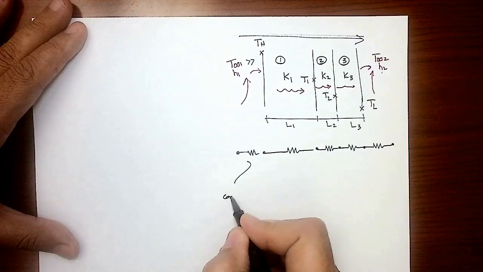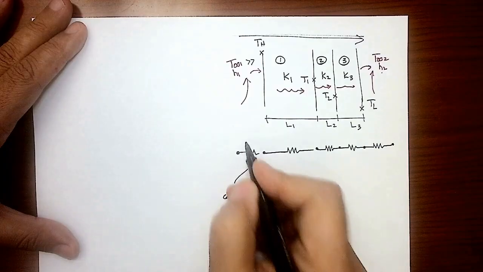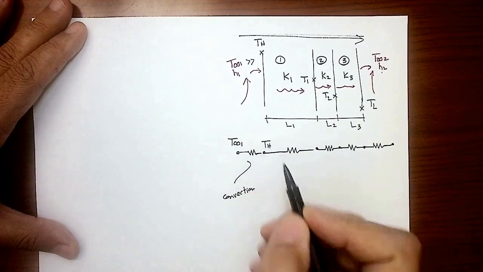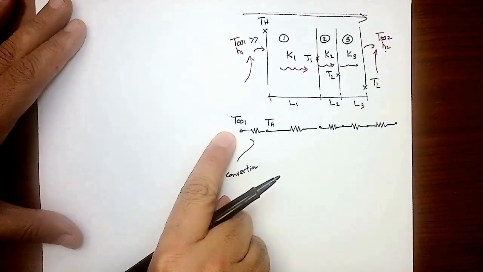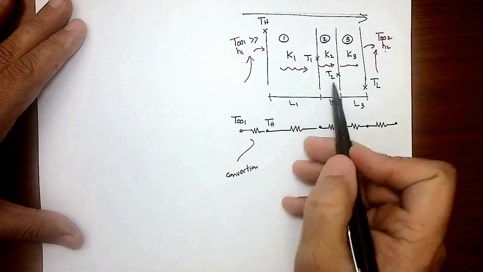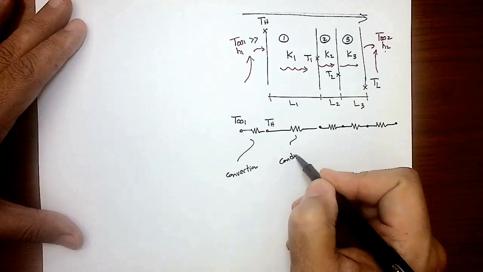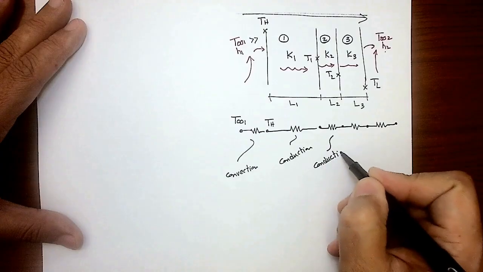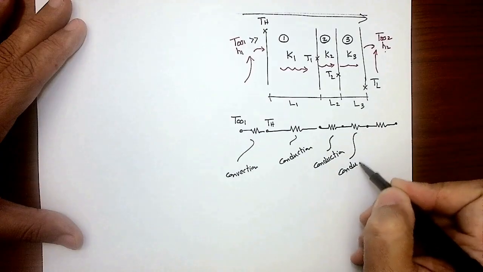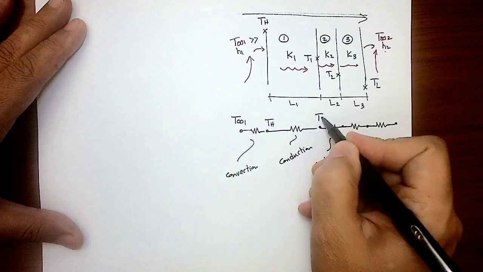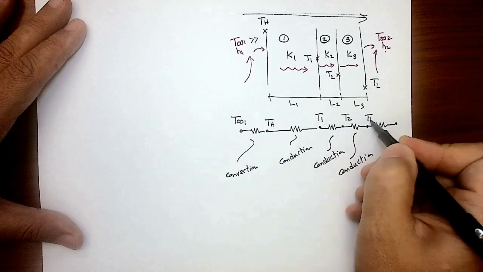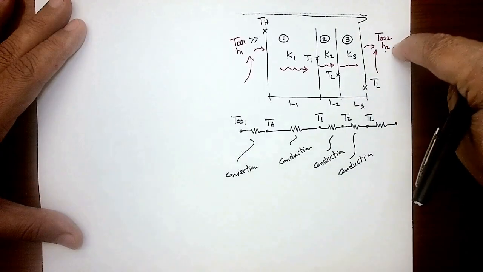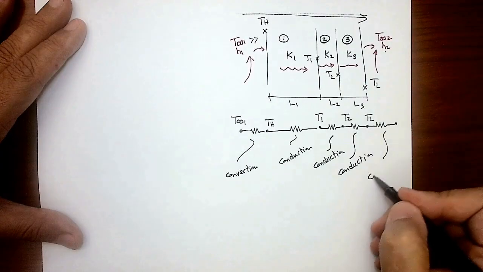We know this is convection. Why? Because it's happening between T infinity 1, which is a fluid, and TH, which is a solid surface. And between a moving fluid and a solid surface, that's convection. Through the three solid materials, that's conduction. That's conduction. That's conduction. And that's happening between T1, T2, and TL. Between TL, which is representing the temperature of a solid surface, and T infinity 2, which is representing a moving fluid, I have convection.